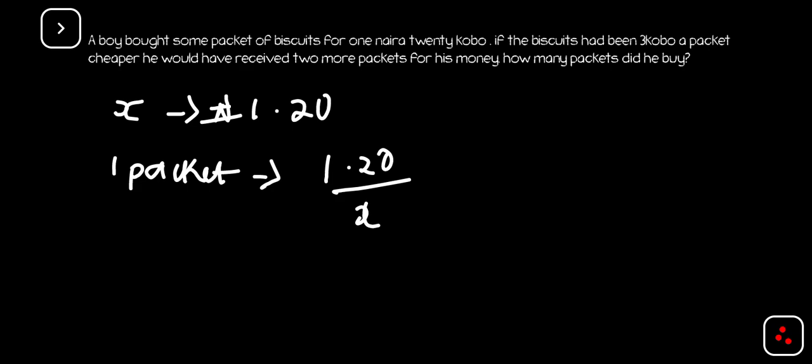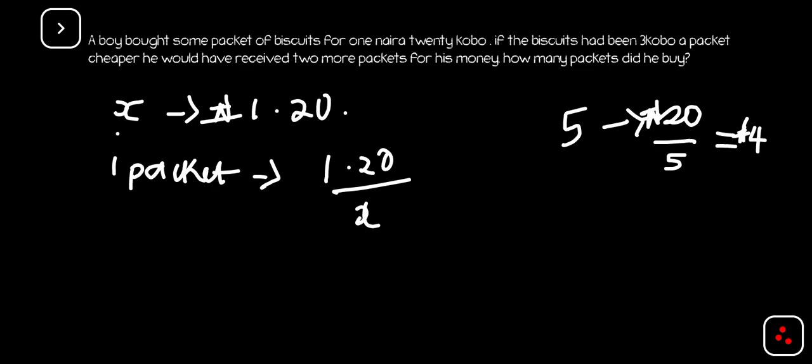And why did we say so? If you have to buy 5 biscuits for maybe 20 naira, then how much would be just one? So you're going to divide 20 naira by 5. So one will be just 4 naira. That's the idea. So that's why we divided the amount here by the number he bought. So one packet is just 1 naira 20 kobo over X.